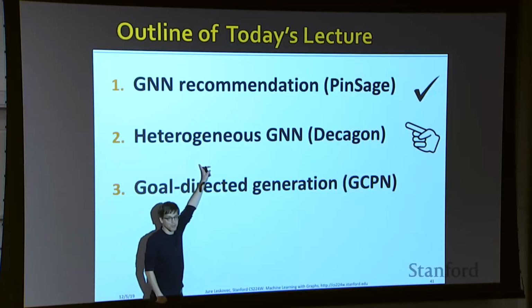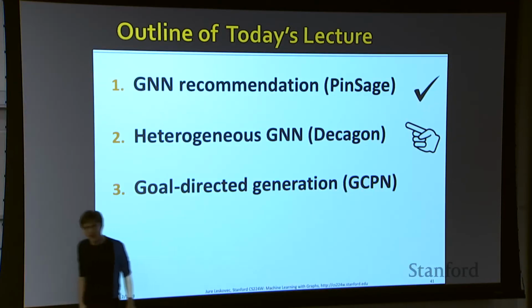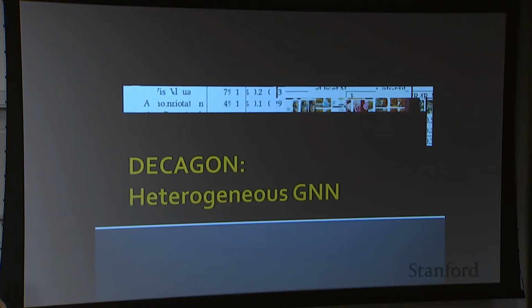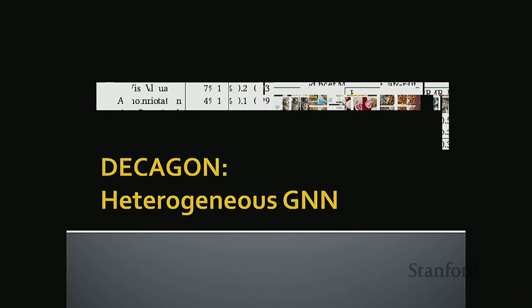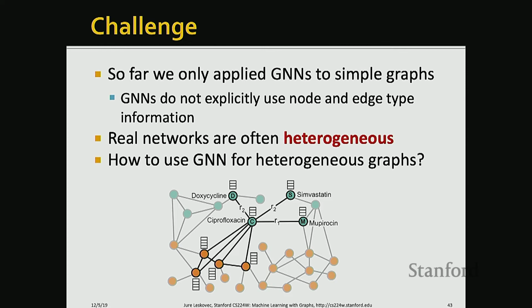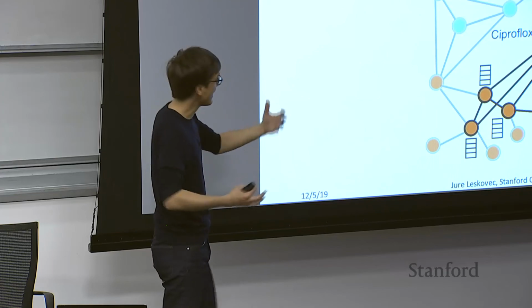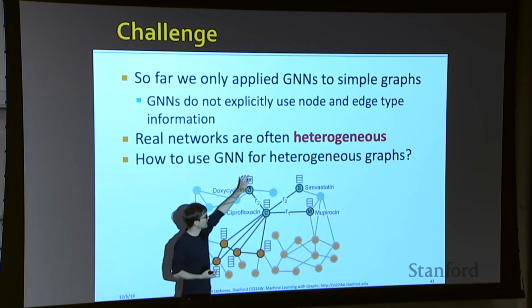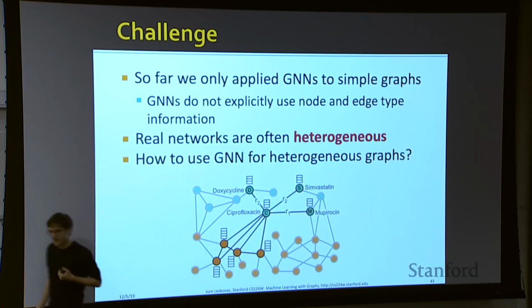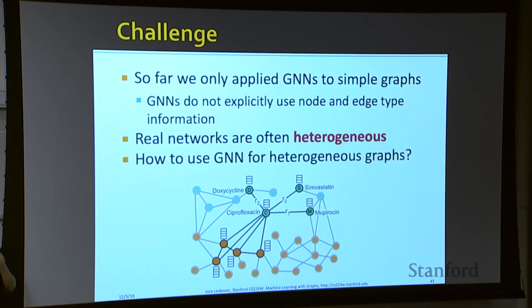Let me do topic number 2 as well, because it will be interesting. So this will be, again, graph neural networks, but in a very different domain: heterogeneous graphs. The technical motivation is that so far we only applied graph neural networks to simple graphs, where we had a single type of node and a single type of edge. But if I have multiple types of nodes and multiple types of edges, how would I apply graph neural networks? This is what we are going to see here.